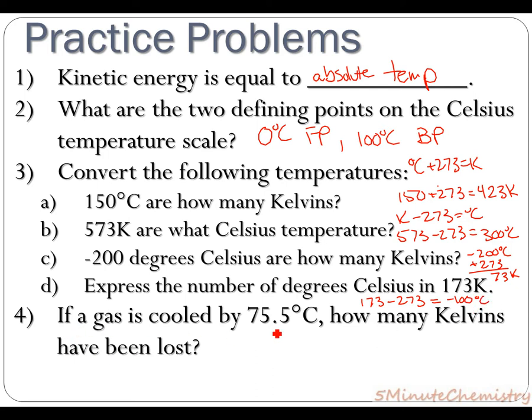Lastly, if a gas is cooled by 75.5 degrees Celsius, so it loses 75.5 degrees Celsius, how many kelvins have been lost? Since the Celsius and Kelvin scales are pegged 1 to 1, for every degree Celsius that is gained or lost, 1 Kelvin is gained or lost. So a change of negative 75.5 degrees C, so this is a change in temperature, would be equivalent to 75.5 kelvins being lost.